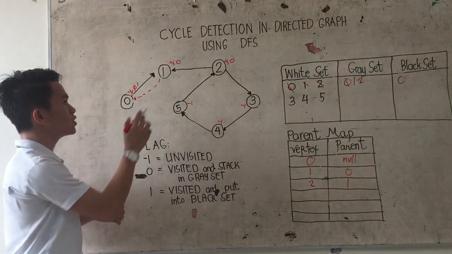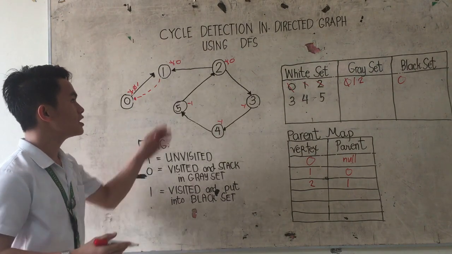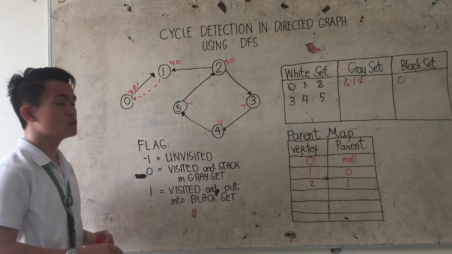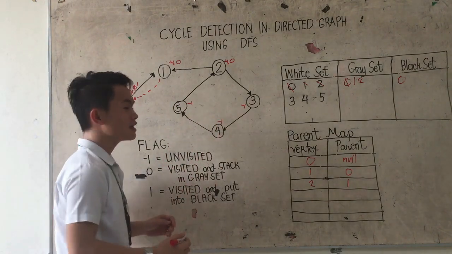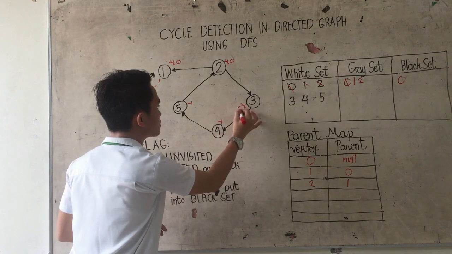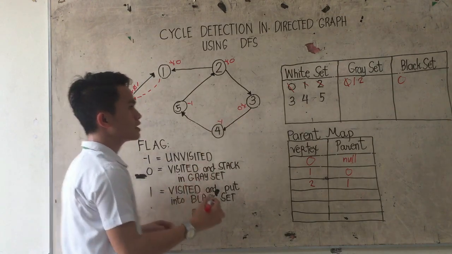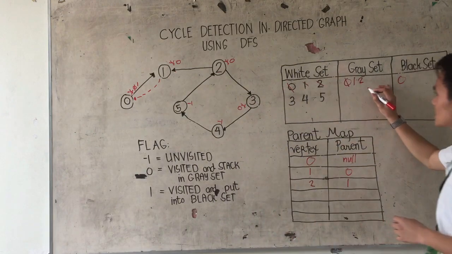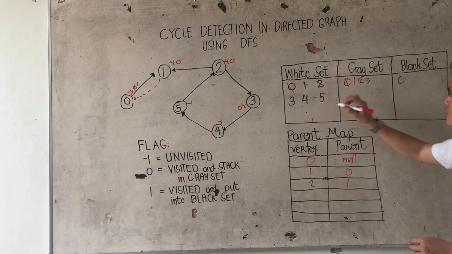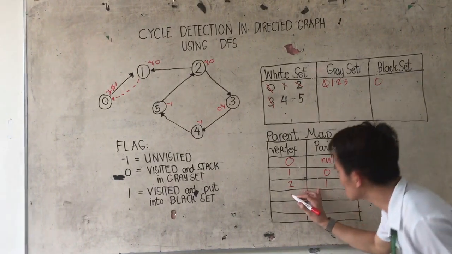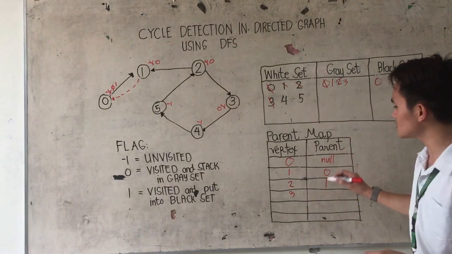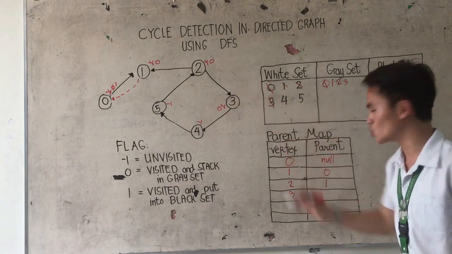After visiting 2, let us now find the neighbor of 2, which is 3. So since we will visit 3, let's change this -1 into 0. And then 3 will be written down into the gray set and it will be popped out from the white set. So the vertex is 3 and the parent node of 3 is 2.